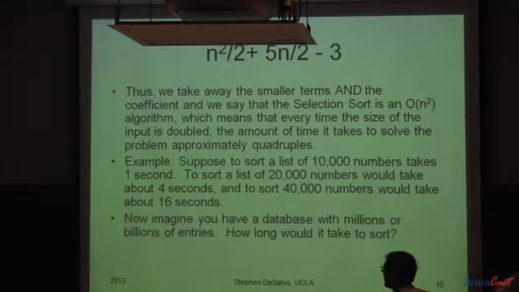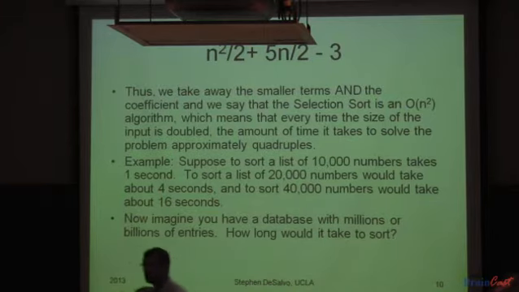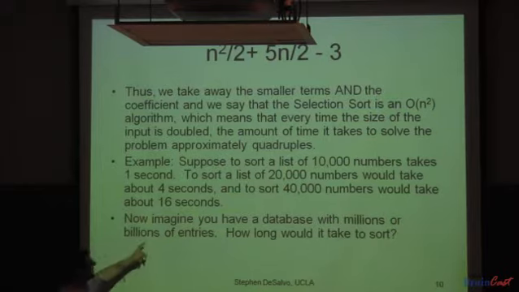But this is not good, right? I mean, if we double the input size and it takes 4 times as long, that doesn't scale very well. That's not a very desirable property to have. Okay? Because now imagine you have a database with millions or billions of entries. How long would it take to sort? Okay? So maybe plug in 100,000 or 160,000.